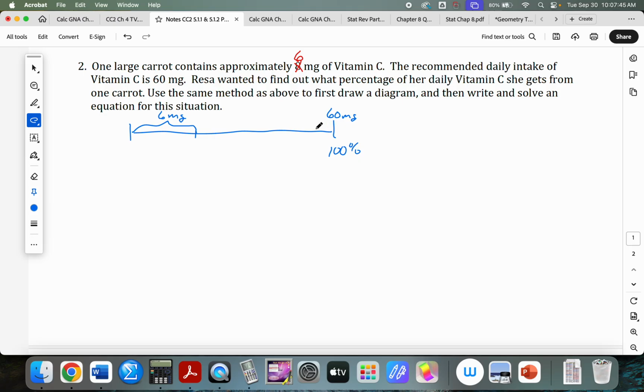Could we find this number that's missing in here? Yep. You don't have to on this one, but we're going to do some in just a second where we will. How can we find that? Subtract. 6 from 60 is 54 milligrams. She wants to find the percentage of her daily vitamin C she gets from 1 carrot. This is 1 carrot, right?